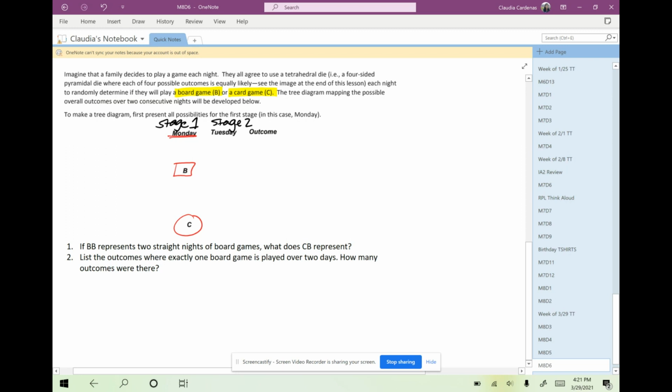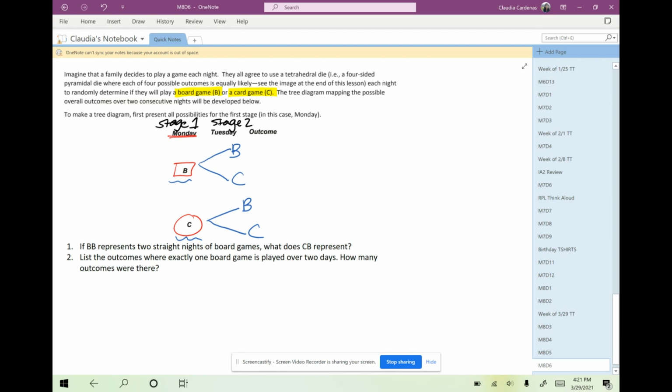To represent that, we are going to create branches, hence the tree diagram, from every outcome we've already displayed for Monday. That means there are going to be branches on B, board games, and C, card games. On Monday, they could play board games, and on Tuesday, they could still play board games or card games. Or on Monday, they could play card games, and Tuesday, they could still play board games or card games, right? The options still stay the same. We just need to show every possible option that could happen, and a tree diagram helps us organize this information.